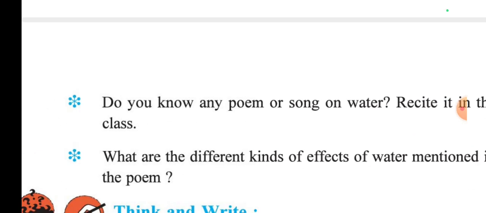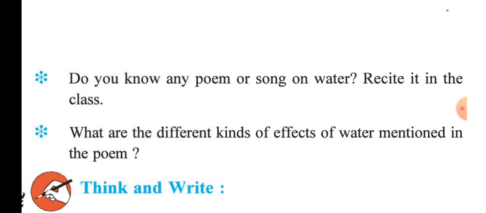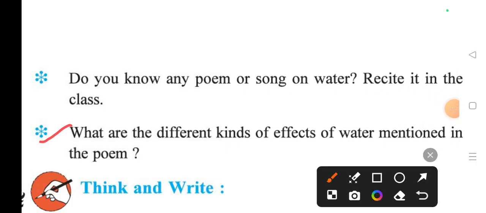First question is, do you know any poem or song on water? Recite in the class. Yes, children, this is the classroom activity you should do in your class. Second, what are the different kinds of effects of water mentioned in the poem? Yes, children, we see there are two main conditions. First is drought condition and second is flood condition. In drought, there is no water or no rain for years, and that is very stressful. Even in flood, there is too much water and it causes damage to our property, our life. So both conditions are very stressful and painful.